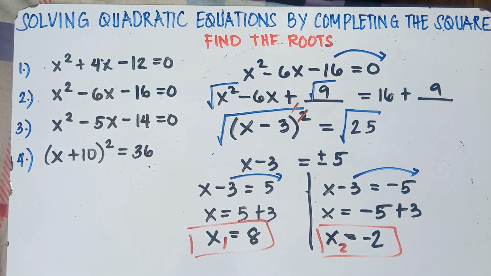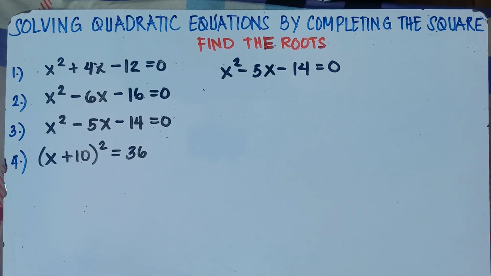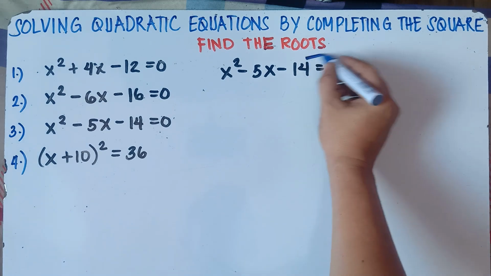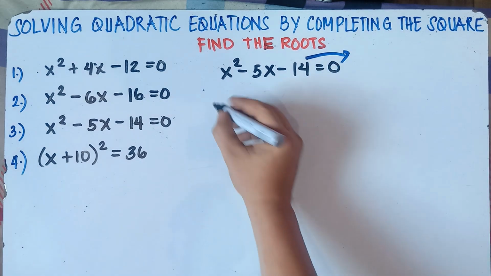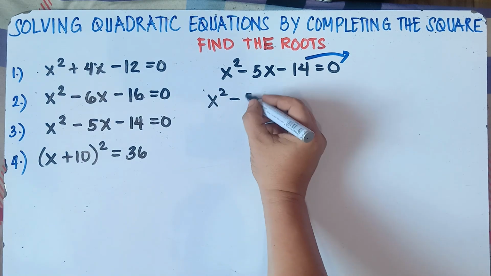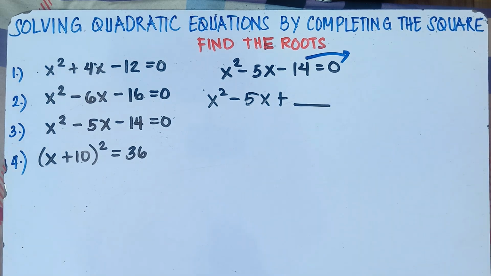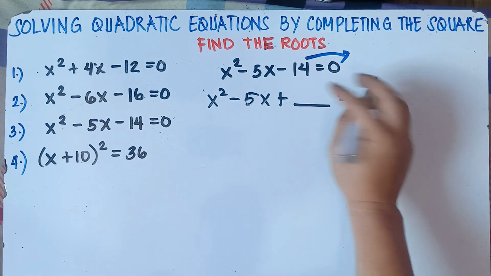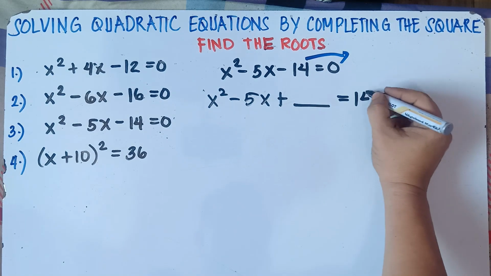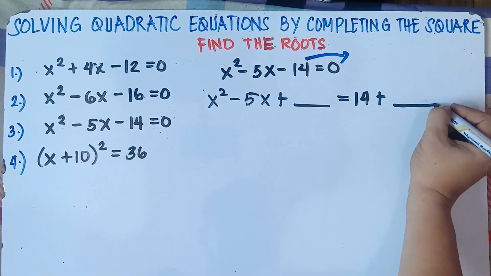Alright, so let's try number 3. Once again, we transpose this negative 14 from left to right. So this will be x squared minus 5x plus, once again, you put a space because we need to add a new constant, equals, this is negative 14, it will be positive 14 plus another new constant.